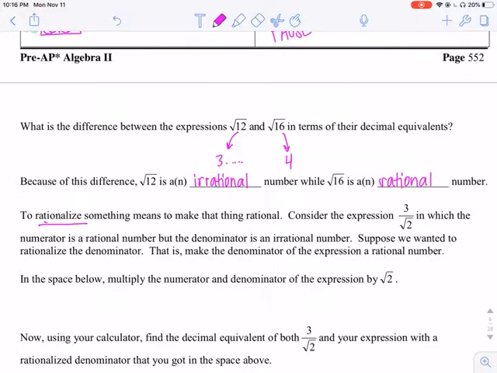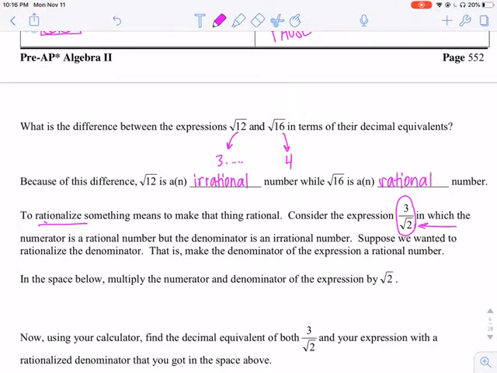So consider the expression 3 over square root of 2, in which the numerator is a rational number, but the denominator is an irrational number. Suppose we wanted to rationalize the denominator. That is, make the denominator of the expression a rational number. So we want to make the denominator rational. We do not want to have the square root on the bottom.